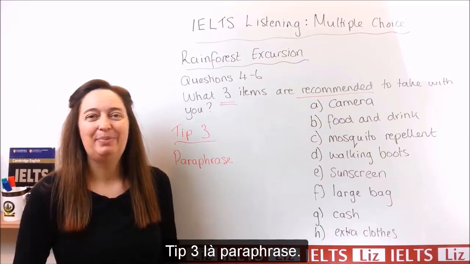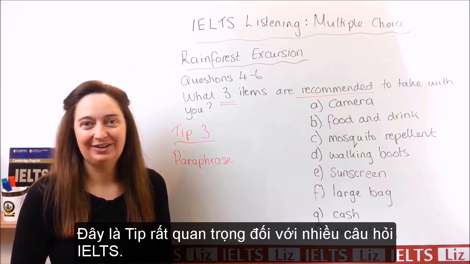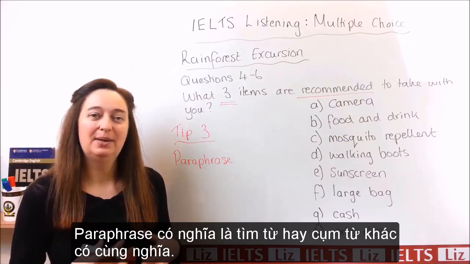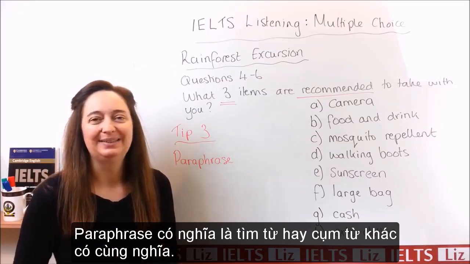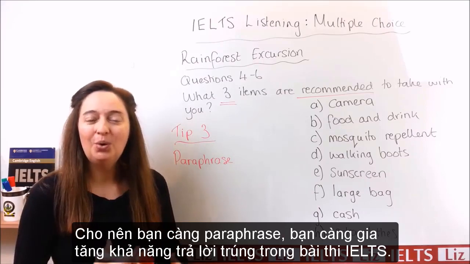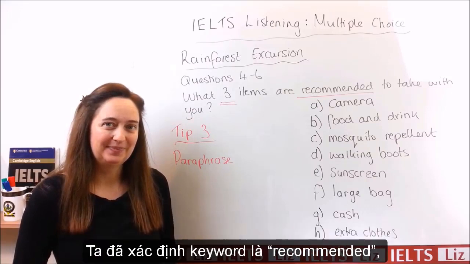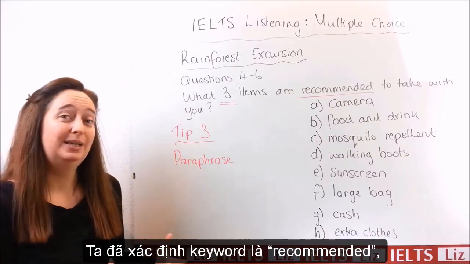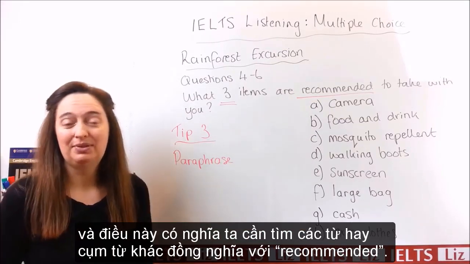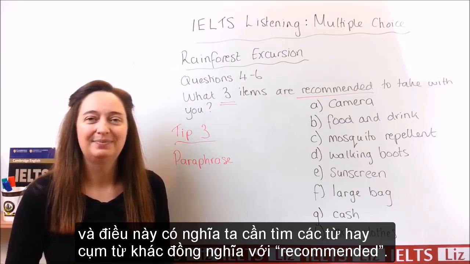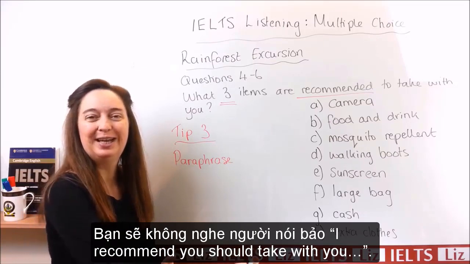The third tip is paraphrase. This is a very important tip for many IELTS questions. And paraphrase means to find another word with the same meaning. So the more paraphrasing that you can do, the better your IELTS will be. So we already looked for tip number 2 at the word recommended. And that means for tip number 3, we need to paraphrase recommended. You're not going to hear in the test, "I recommend you should take with you."